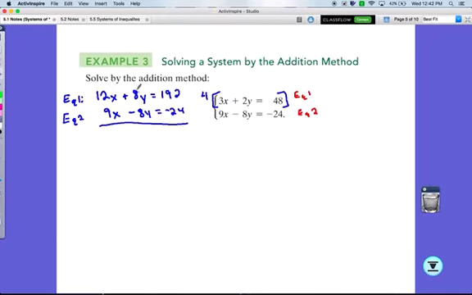Now, the reason why I do that is because I'm going to add straight down. 12x plus 9x, that gives me 21x. 8y minus 8y, those go away. And then 192 minus 24 is going to give me 168. Make sure I'm doing that subtraction correct. Yeah. All right, and then I divide out. So I divide by 21.